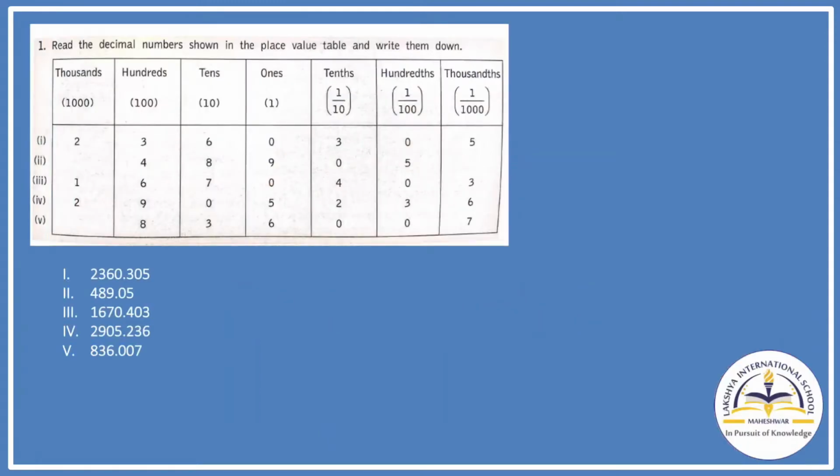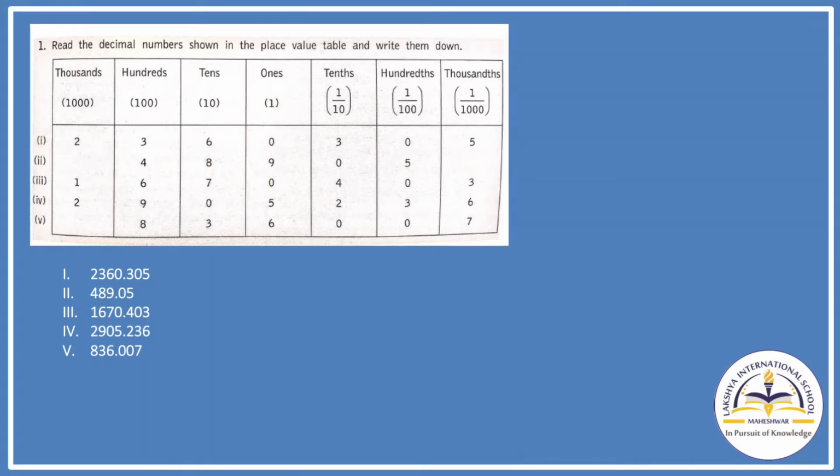Question number 1. Read the decimal number shown in the place value table and write them down. Now at 1000 you can see the numbers are given, hundreds also, tens, ones, tenth, hundredth and thousandth. Now first we will see this one. Here you can see at hundreds there is number 3, at tens there is number 6, ones position number 0.